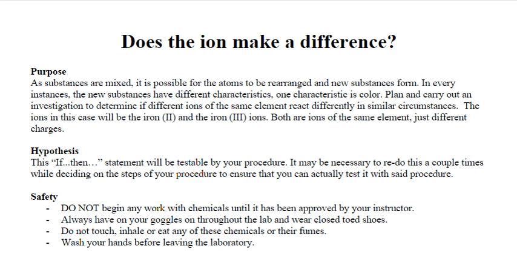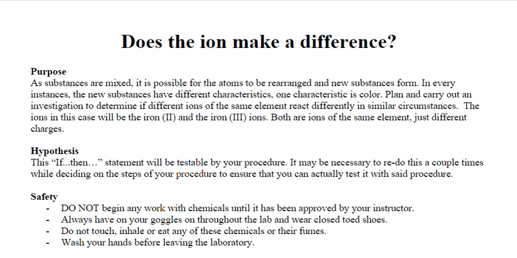Now, this lab is going to need a hypothesis. This is going to be an if-then statement, and that if-then statement needs to be testable by your procedure. And if you notice, it says your procedure. You are going to write this procedure out. I'm going to give you all the materials and let you know what you have available to you, but you're going to have to write the procedure. As far as your hypothesis is concerned, it may be necessary to redo your hypothesis a few times when you're deciding what the steps of your procedure are going to be.